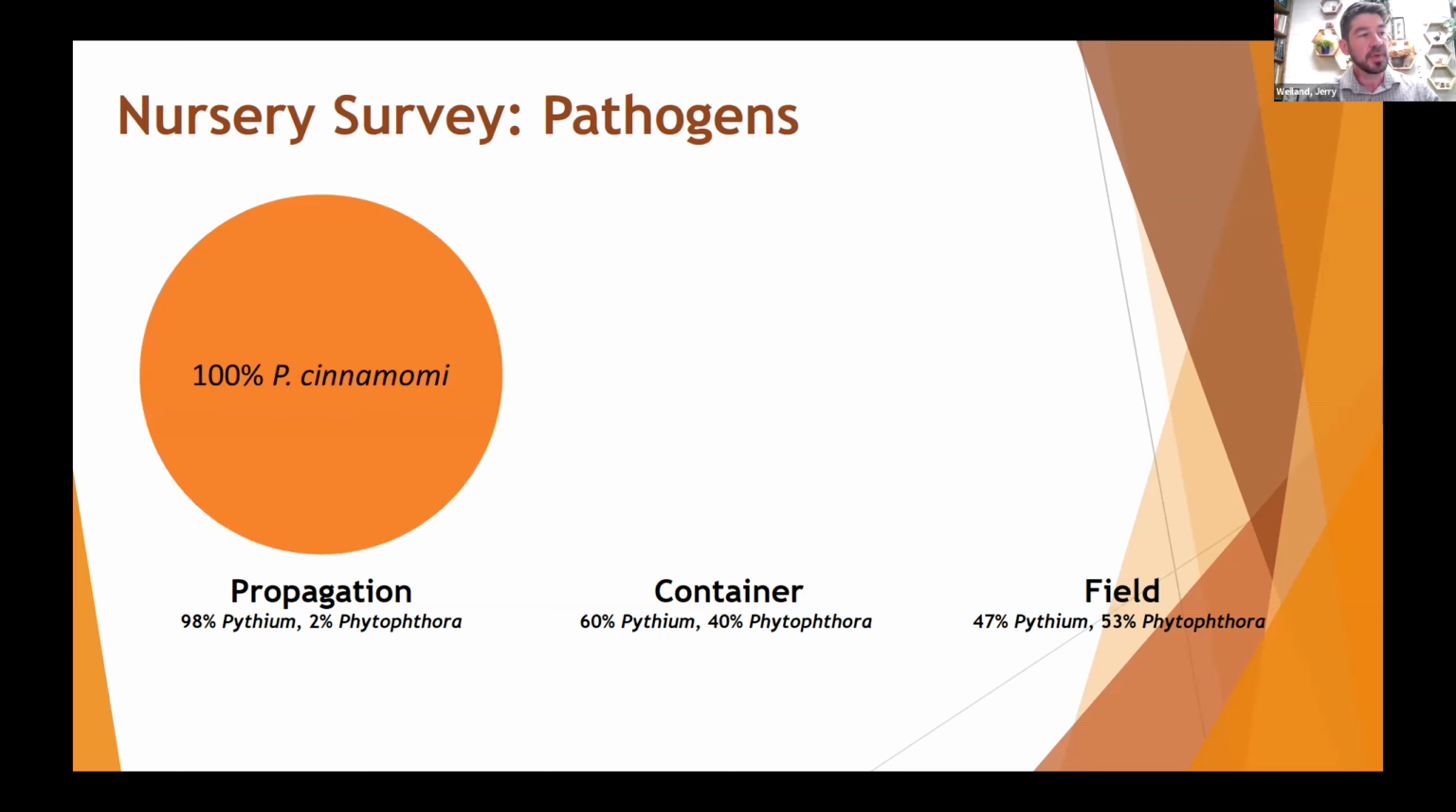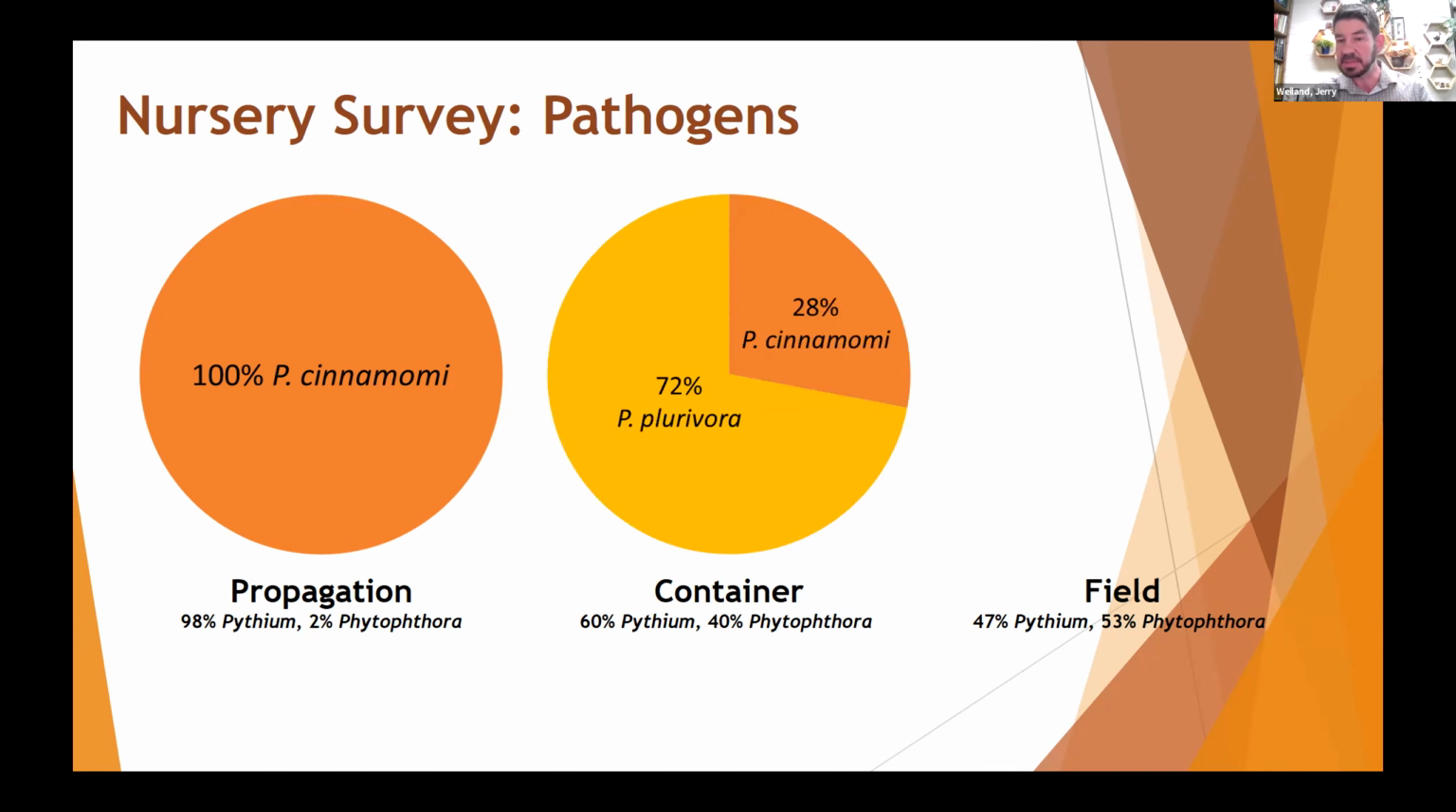And so if we look at that 2% Phytophthora, all of the Phytophthora species that we recovered from propagation systems were cinnamomi. As soon as we moved to the container system, that 40% Phytophthora that we're isolating there, this is the species breakdown we saw. Mainly Phytophthora plurivora. That's a big change, and about a quarter of what we recovered from container systems were cinnamomi.